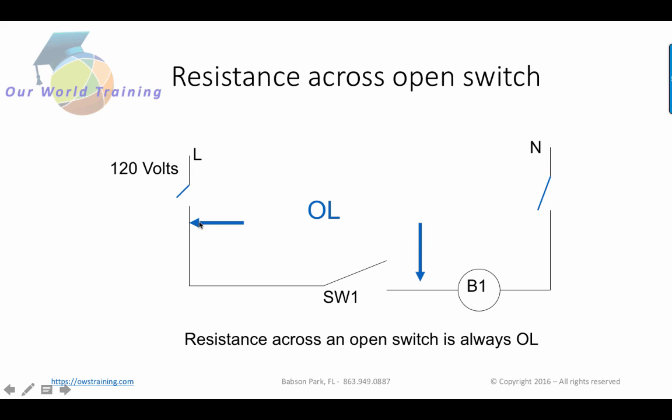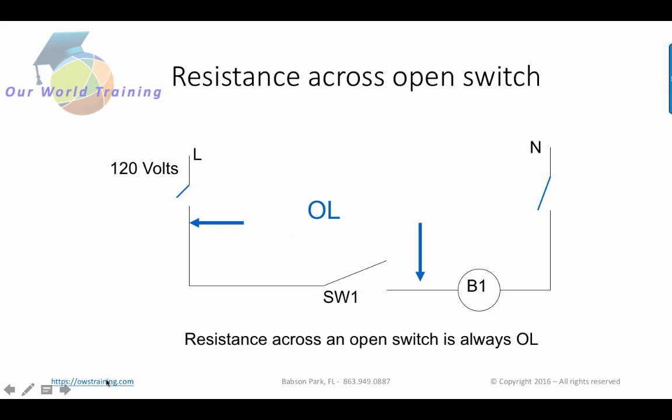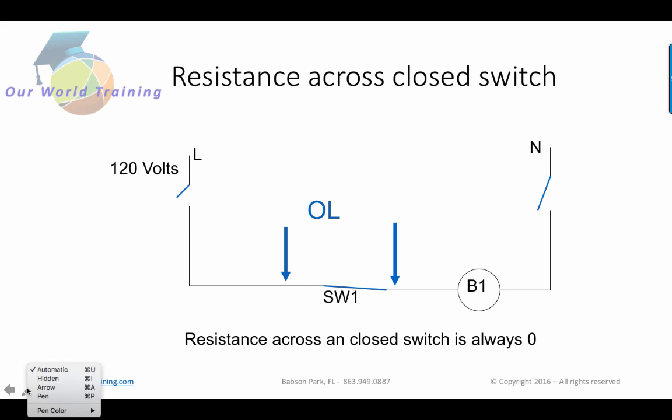So if we take resistance across an open switch, again, we isolated it. You see the openings right there. So we've isolated the circuit. Resistance across an open switch is always OL, or infinite, depending on your meter. Close the switch. Resistance across a closed switch will change to 0. Okay. So open switch is OL. And resistance across a closed switch, you'll see the meter right away change. Okay, OL will go away and it will change to 0.